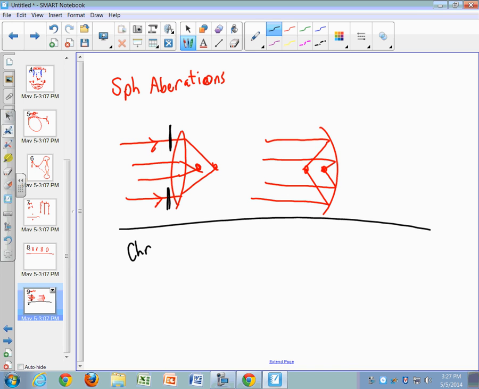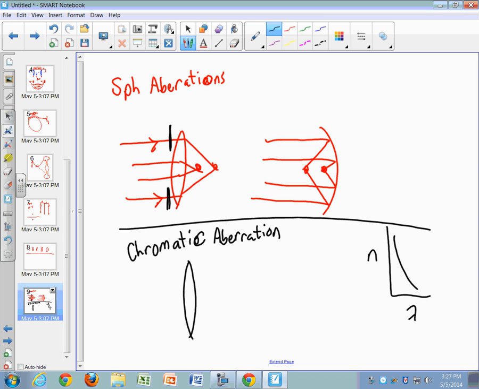Chromatic aberration is only lenses because it requires the refraction of light, and mirrors don't refract light, they only reflect. So chromatic aberration occurs because the index of refraction is dependent upon wavelength, like that.